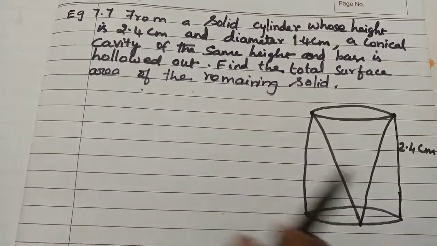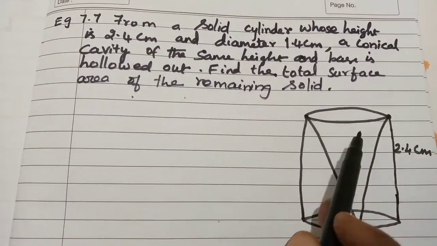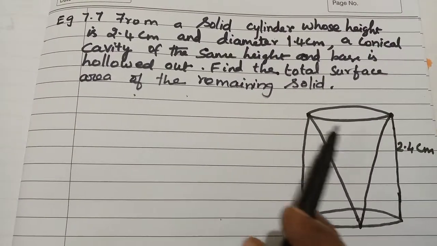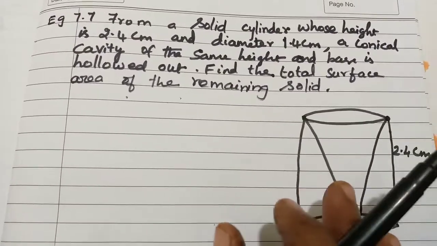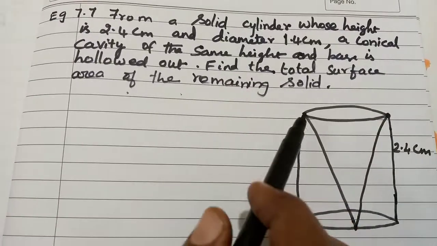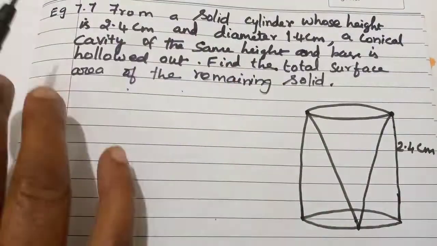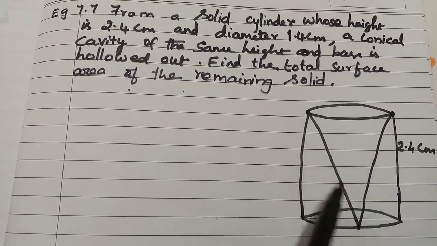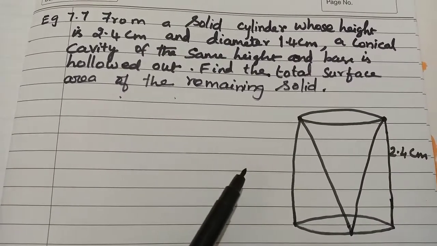So did you understand the question? There is a solid cylinder. We can imagine a cylinder filled with ice. From inside, the cone shape is hollowed out. We cut out the cone shape. The total surface area of the remaining solid we have to find out.